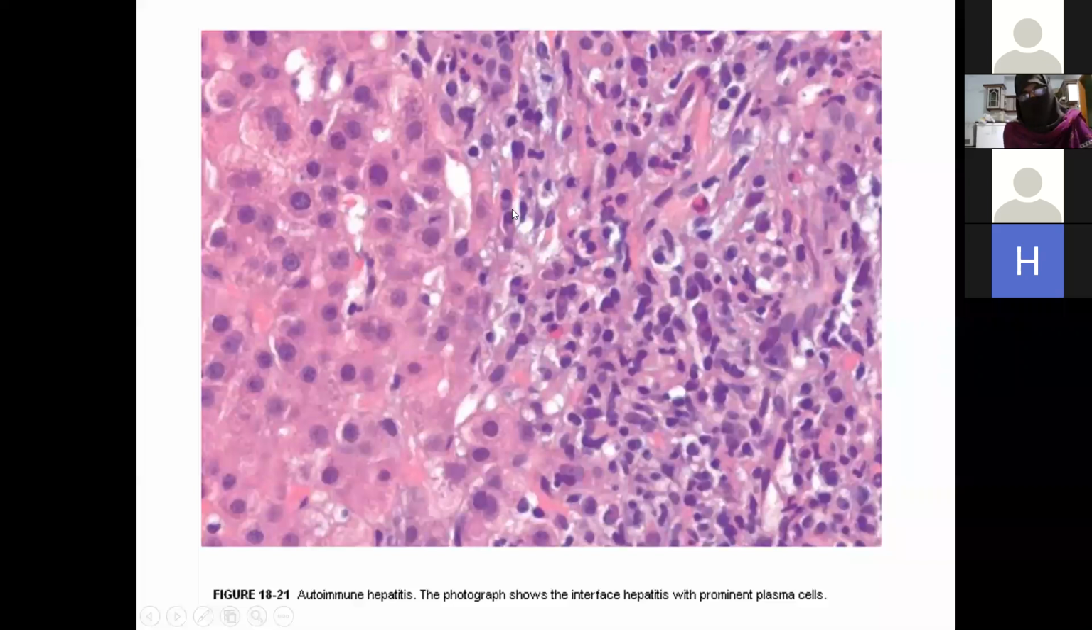If you get this photomicrograph, say in OSPE, you must have a history like this: a female patient who has presented with chronic hepatitis, and serum levels of anti-nuclear antibody and anti-smooth muscle antibody are elevated, along with anti-LKM. By looking at the scenario, you will come to know that this is probably a case of autoimmune hepatitis, and then you can say, okay, these are plasma cells.